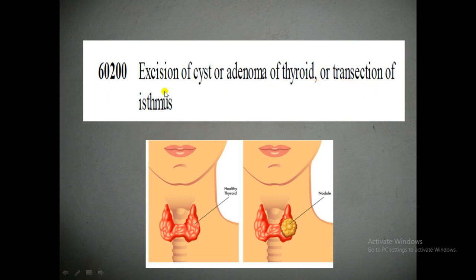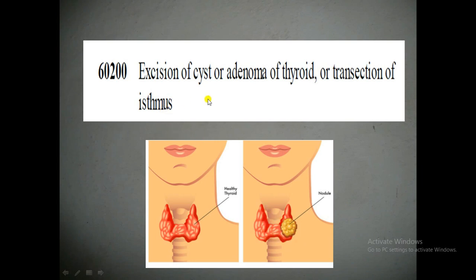The CPT code for this procedure is 60200. What is a cyst? A cyst is nothing but a fluid-filled content, and an adenoma is a blood-filled growth. It is formed in the thyroid region. The isthmus is a tissue which joins the right and left sides of the thyroid lobes.